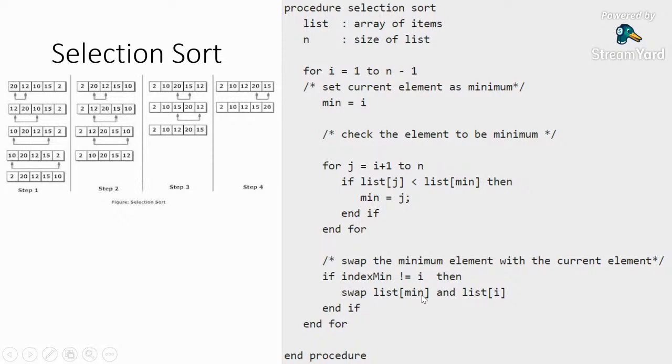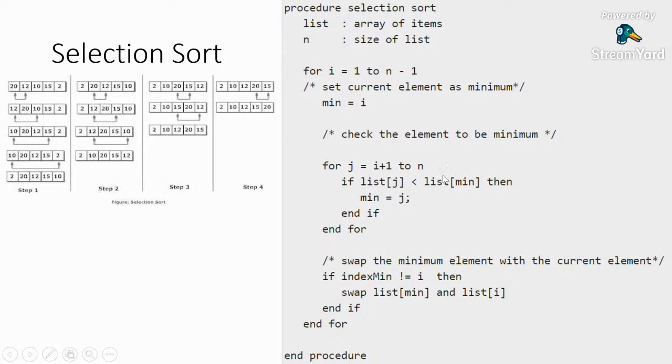Okay, now two things are there in this particular algorithm. One aspect is the number of comparisons, another aspect is the number of swaps. Here you can notice that this is the outer for loop, this is the inner for loop. Okay, so the number of comparisons, this is the number of comparisons here. Less than is nothing but the number of comparisons.